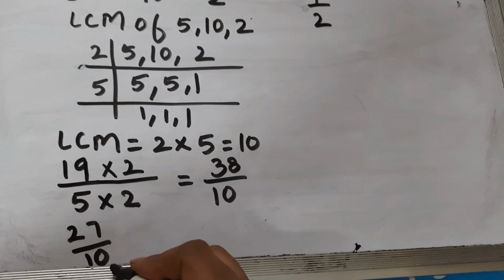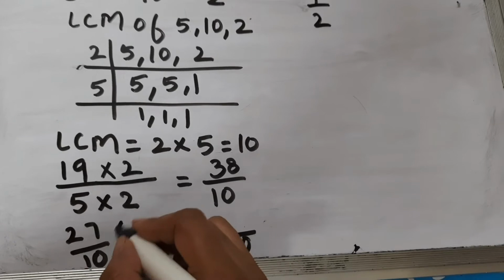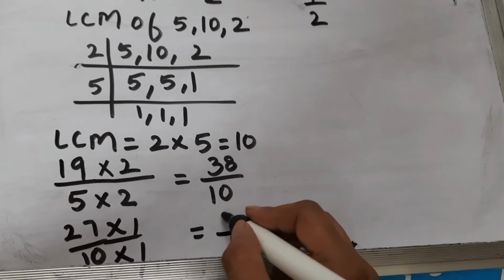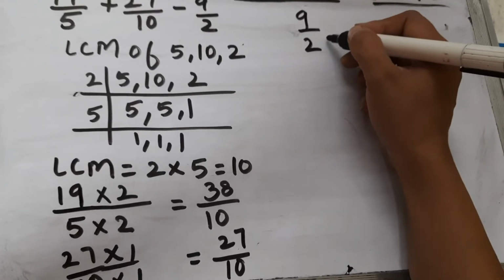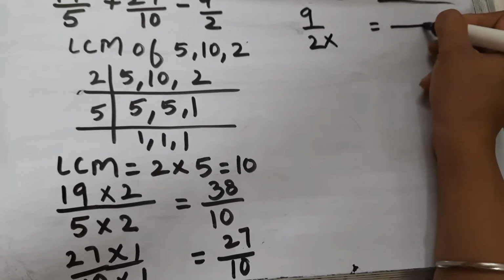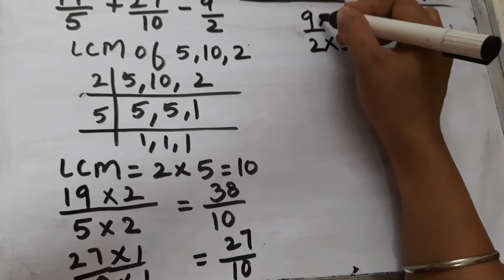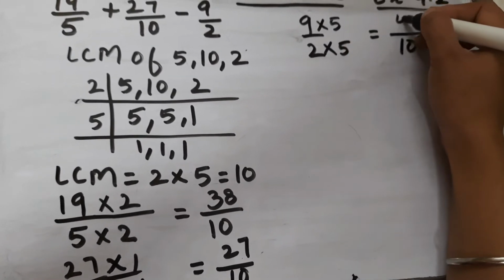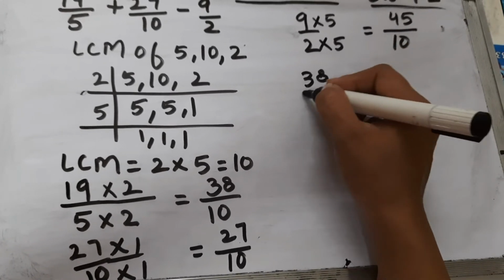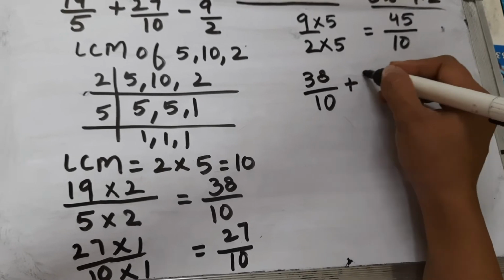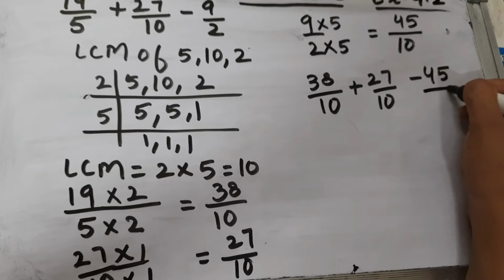By which number should I multiply 10 to get 10? 10 by 1. If I multiply 10 by 1, I will get 10. So multiply the numerator also by 1. So this will be 27. And by which number should I multiply 2 to get 10? If I multiply 2 by 5, I will get 10. So multiply the numerator also by 5. This will be 45 upon 10. So our question has become 38 upon 10 plus 27 upon 10 minus 45 upon 10.